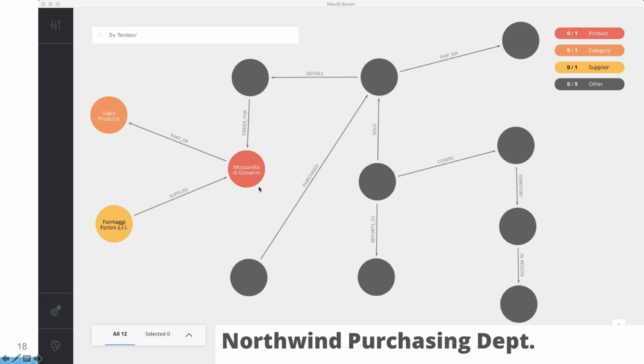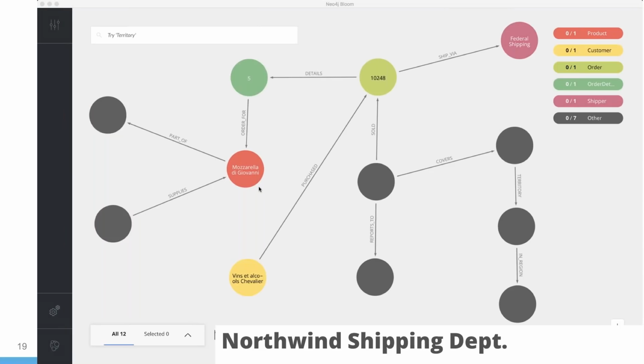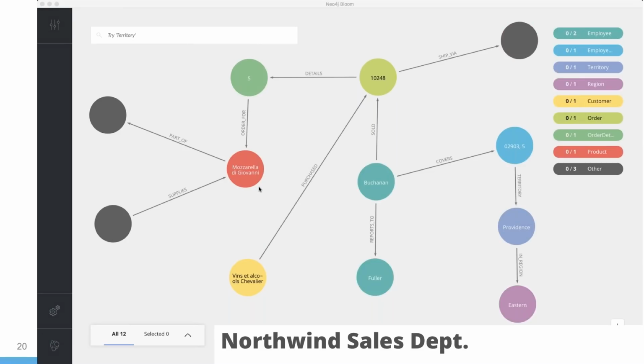So if I'm the purchasing department, right, I'm a user in the purchasing department, what am I concerned about? I'm concerned about my supplies, my suppliers, and the products that we're getting from these suppliers. So what I'm interested in is this part of the graph where the supplier, the product, the product category is interesting to me. Of course, this can be much richer than what is represented here. This is just really for illustrative needs.